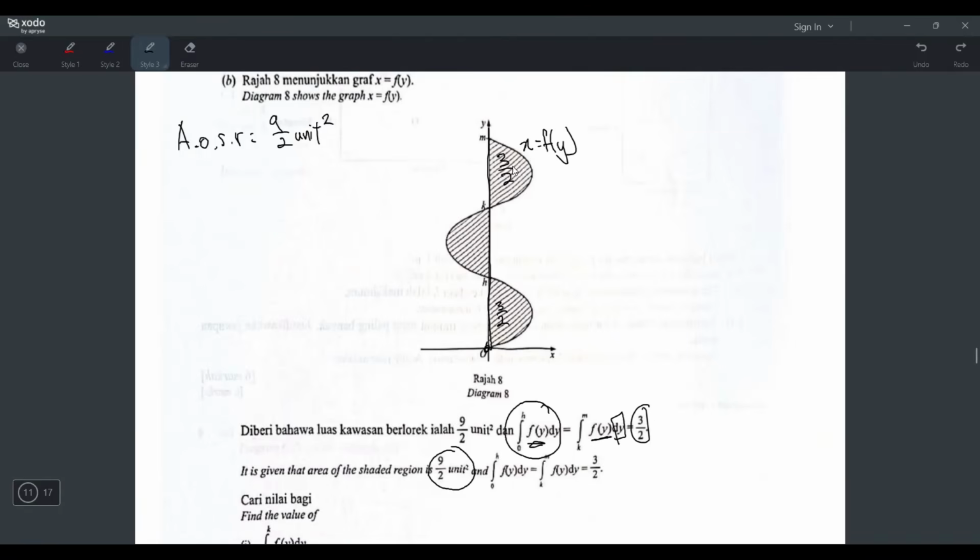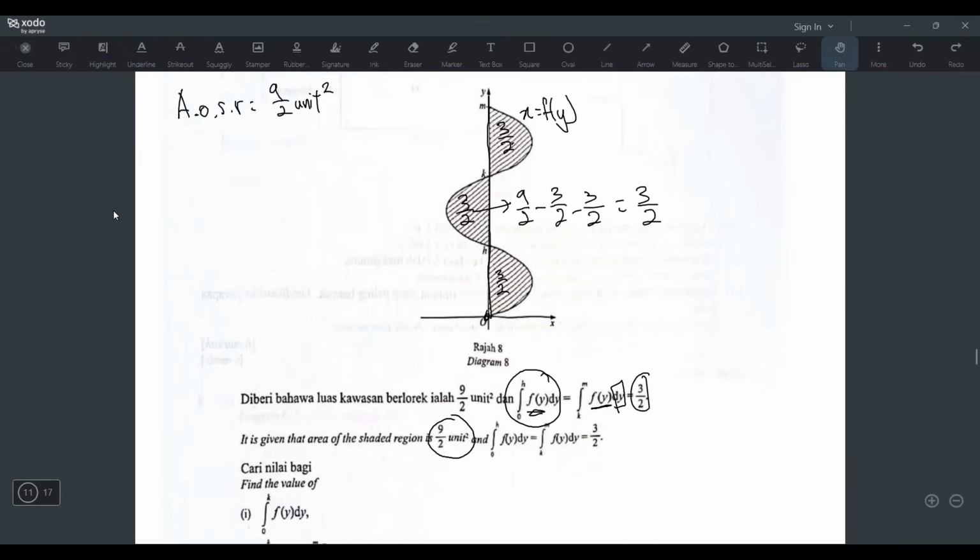So wait, I can find this area, right? Because they say the area of the shaded region is 9/2. So the 9/2 is actually these three regions added together. To find this area is just 9/2 minus 3/2 minus 3/2. I don't even care if the question never asked me to find it, I'll just find it. 9/2 minus 3/2 is 6/2 minus 3/2, which is 3/2. So this is 3/2 also. It means all these three shapes are the same size. Alright, now I see what the question wants.